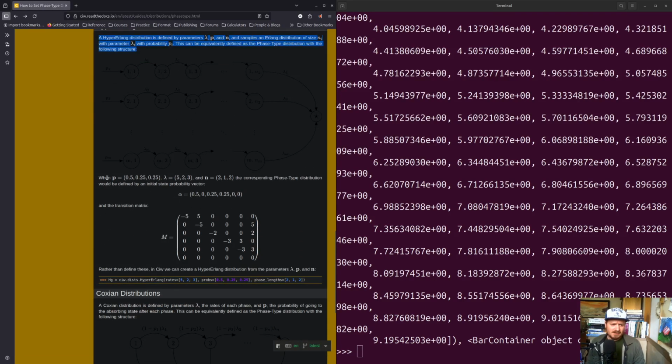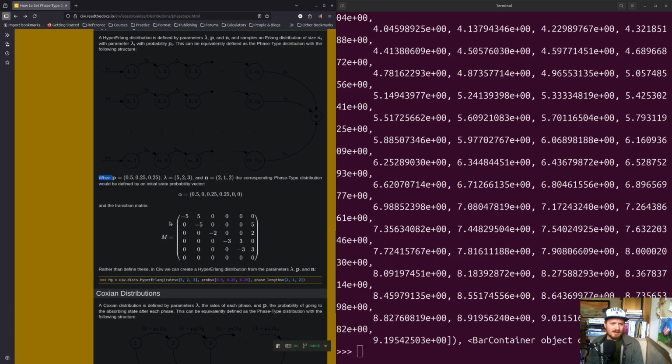Okay, so when p is equal to a half, a quarter, and a half, and lambda is equal to 5, 2, 3, and the ends are, because that's the length of how long each lane is, 2, 1, 2. The corresponding phase type distribution would be defined by an initial state probability vector of alpha equal to 0.5, 0, 0.5, 0.5, 0, 0.